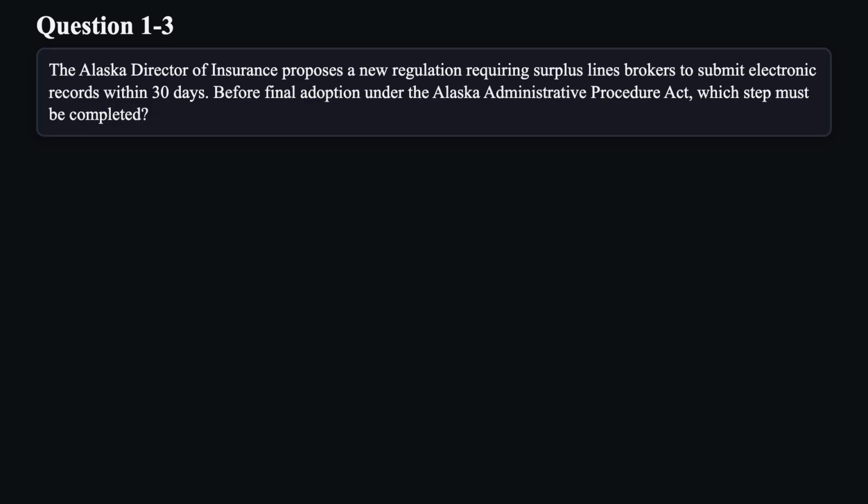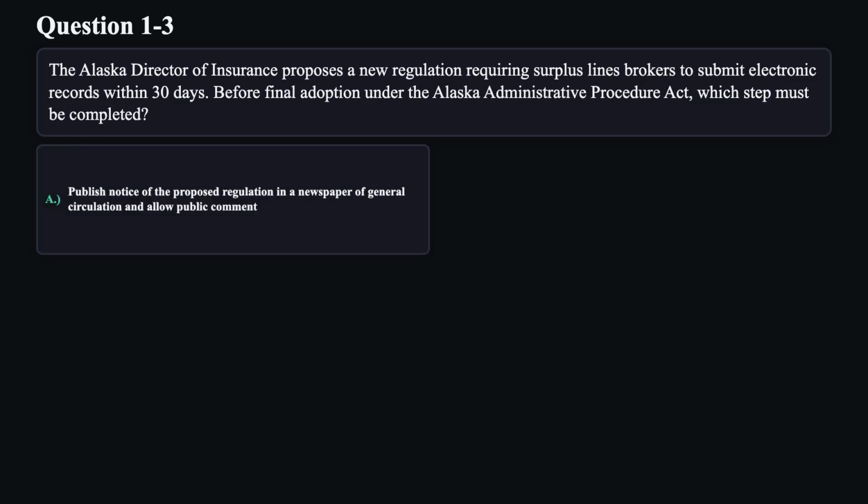Question 3. The Alaska Director of Insurance proposes a new regulation requiring surplus lines brokers to submit electronic records within 30 days. Before final adoption under the Alaska Administrative Procedure Act, which step must be completed?